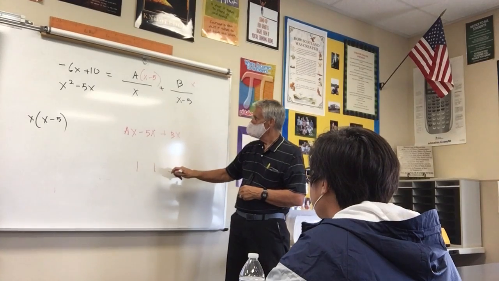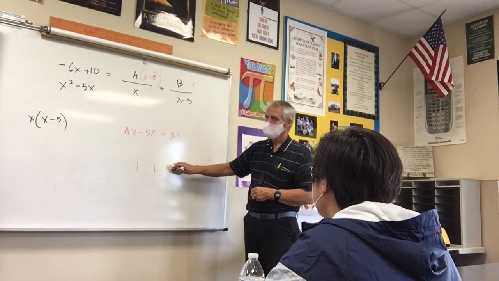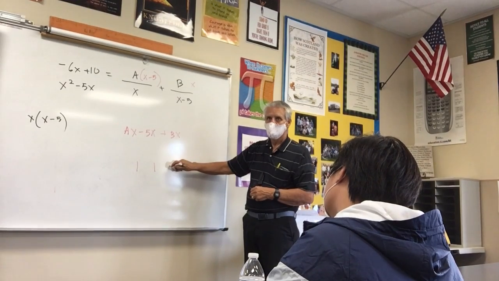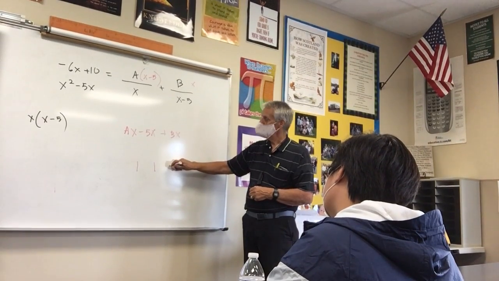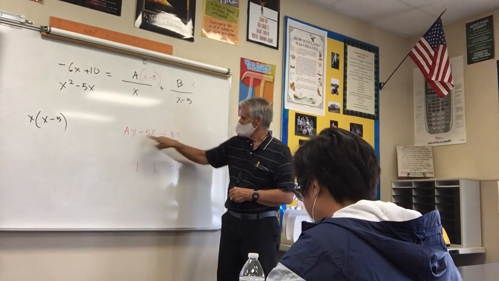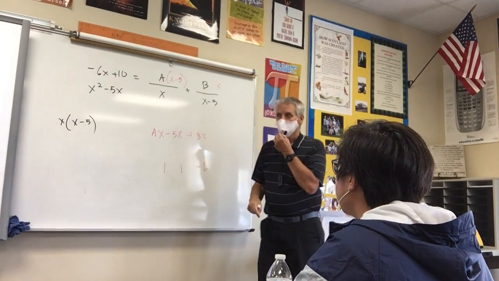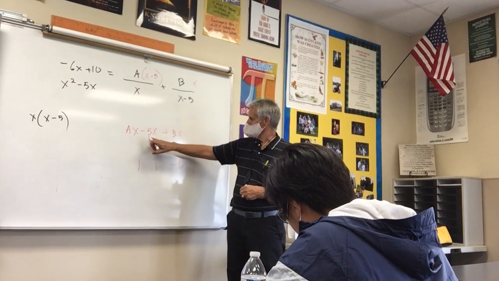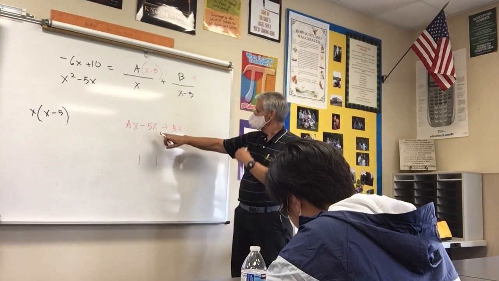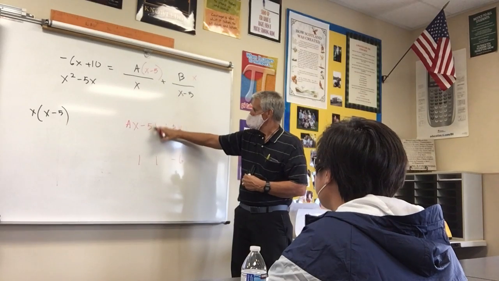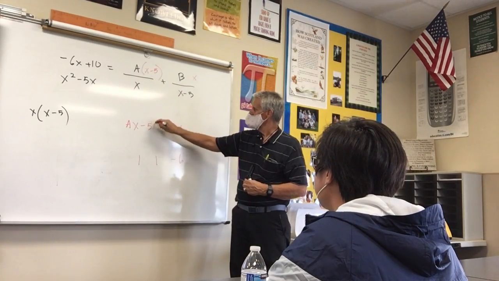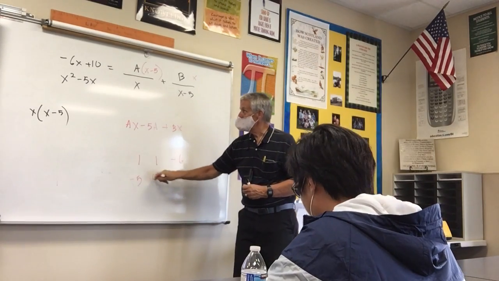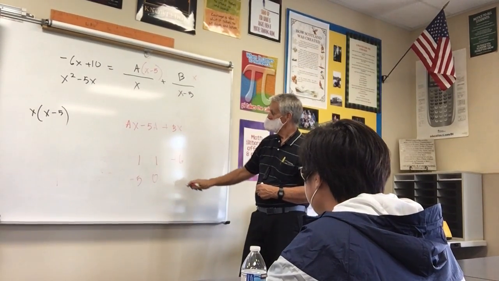1, 1, what's going to go over here? Colby? -6. Okay? This plus this has to equal that. And then down here. Whoops, I didn't do this right. This is zero. x, what should this be? Oh, a. So negative 5, 0, and 10.